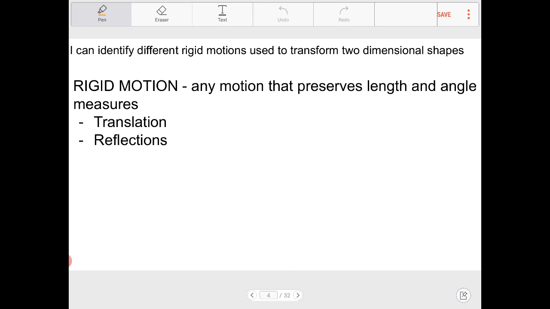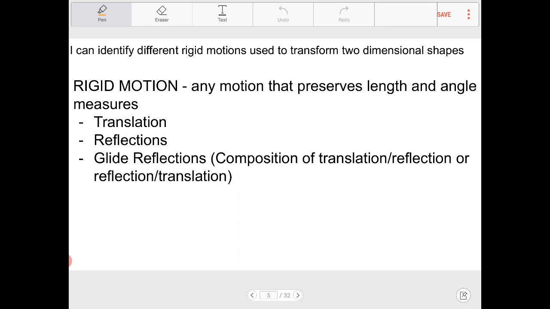We also talked about reflection. So if I take an object and reflect it over a line, all the lengths of that triangle are still preserved. All the angles are still preserved.